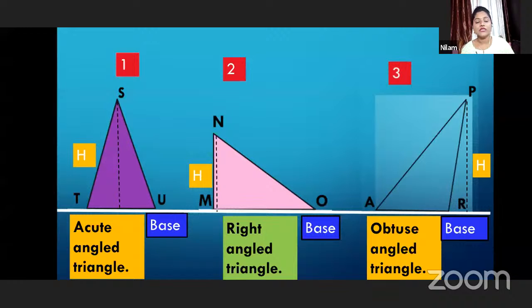That line is considered to be the height of that particular triangle. So children, in all the three triangles, the heights are different. In an acute angle triangle, the height is inside the triangle. In a right angle triangle, the height is one of the sides of the same triangle. And in the third triangle, that is the obtuse angle triangle, the height is outside. The height is outside the obtuse angle triangle. And H is the letter which is used for denoting the height.